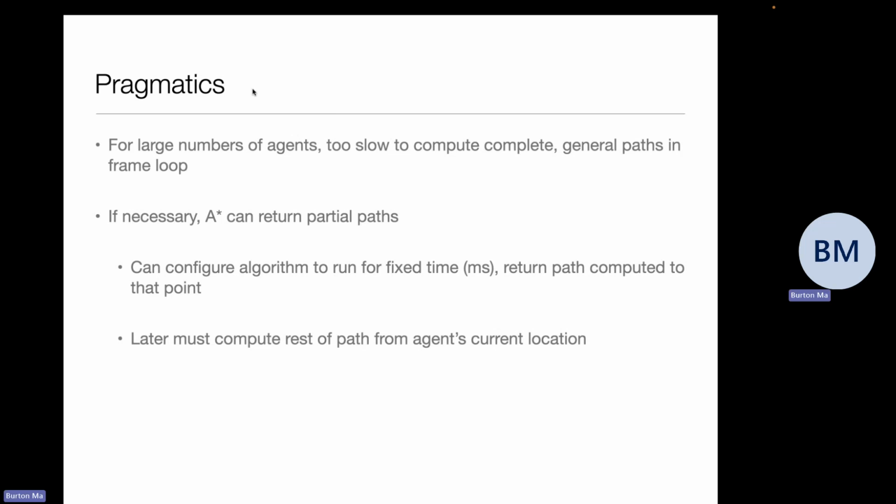Okay, so we've got a slide here called pragmatics. If you have a large number of things that you're trying to path, that's generally too slow to compute. The pathing algorithms aren't cheap to compute. So if necessary, you can configure all of the algorithms we talked about to return partial paths. You don't have to compute a full path; you can compute a path from the start location part way to the goal location. In other words, you can run your pathing algorithm for a fixed amount of time or for a fixed number of iterations, however you want to do it. You return the path that's computed up to that point, move to whatever the end point of that path is, and then repeat the process again from the new starting location.